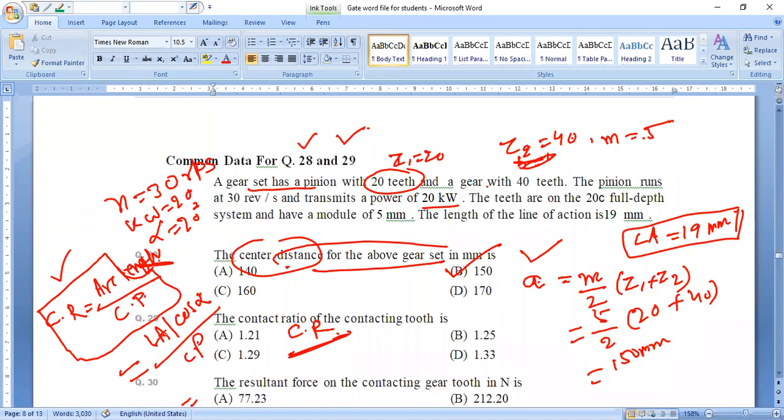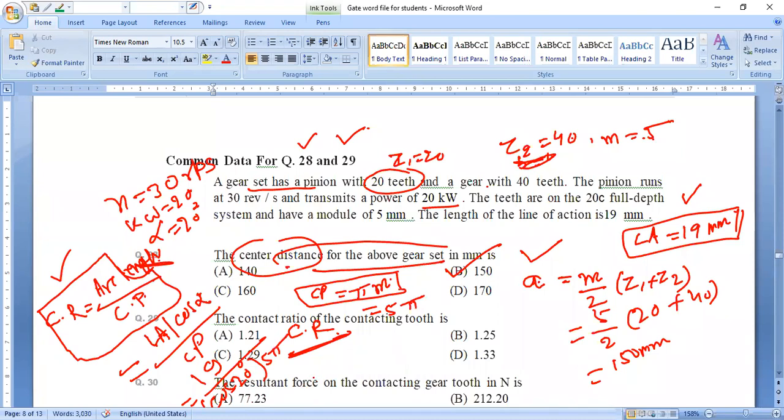So line of action is given in question. It is 19 mm. It is 19 divided by cos alpha. Pressure angle is 20 degrees in this question. So 19 by cos 20 divided by circular pitch. Circular pitch you can find by pi times module. This is the formula for the circular pitch. So module is given 5, so it is 5 times pi.